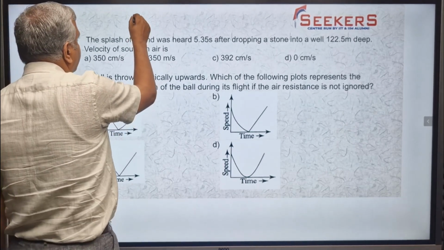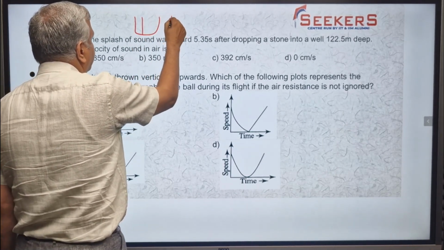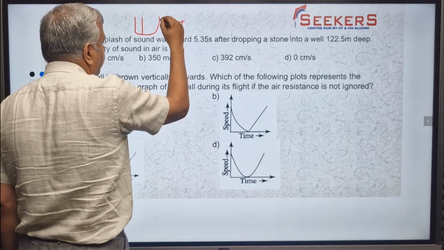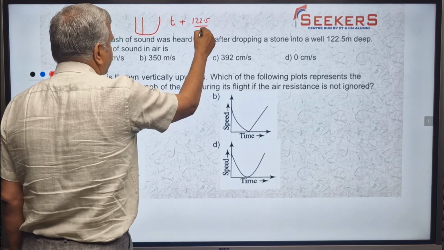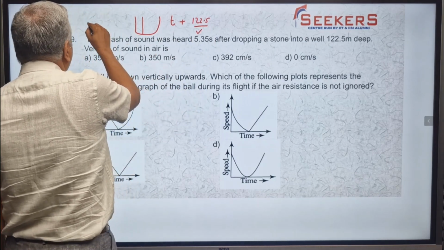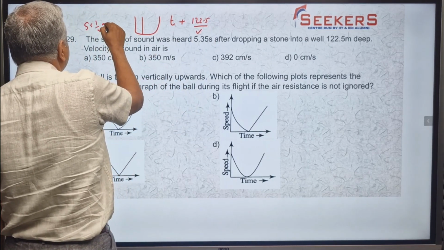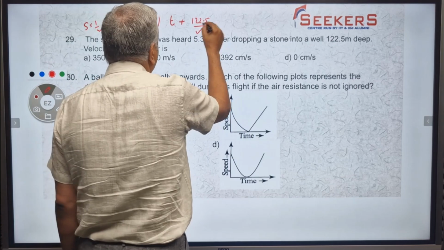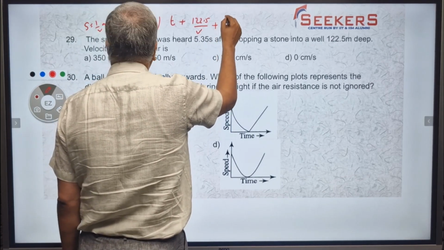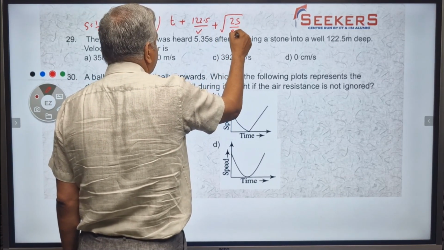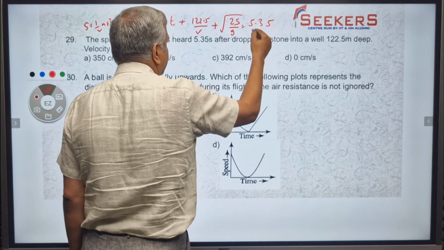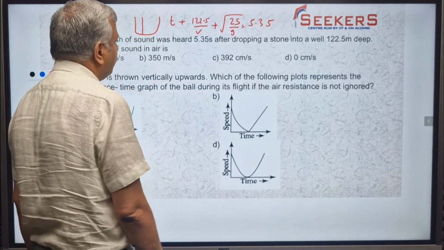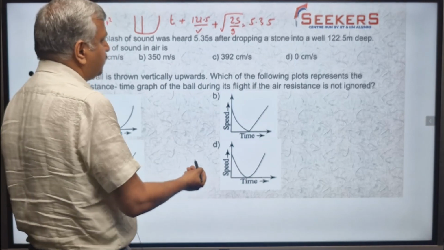So first, if there is a stone here, the stone will take some time plus the sound will take some time. So sound will take 122.5 by the velocity of sound. The stone would take s is equal to half gt squared. So I will get plus square root of 2s by g is equal to 5.35 seconds. Okay, 5.35. So now if I have to solve this, let me solve this.